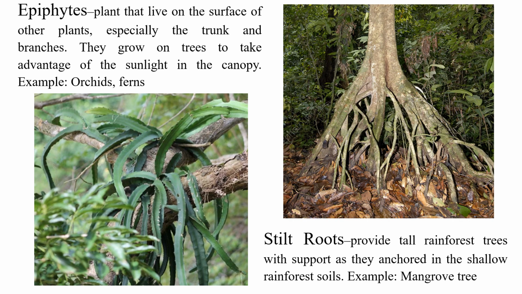Next, stilt roots. Okay, these stilt roots provide tall rainforest trees with support as they are anchored in the shallow rainforest soil. Okay, dan ini memang famous lah mangrove tree. Itu, the roots are designed so that they can pasti tegak even in shallow rainforest soil lah.